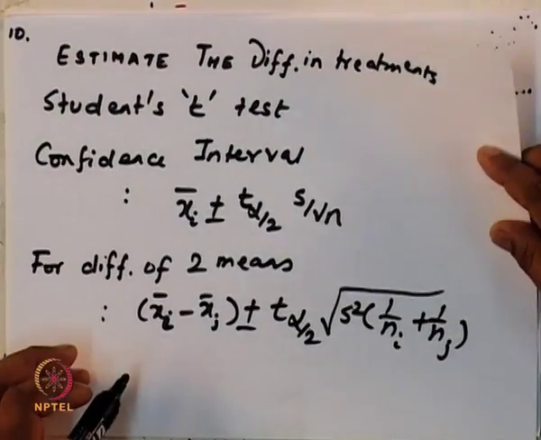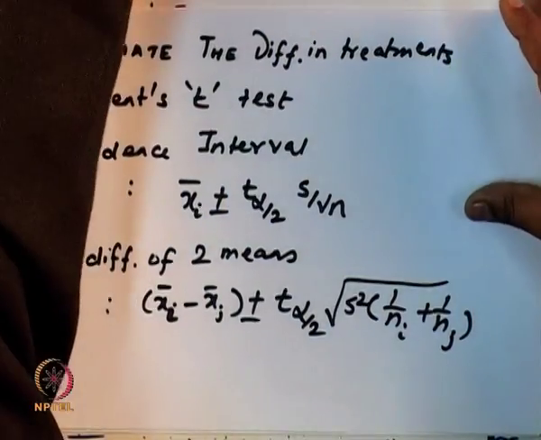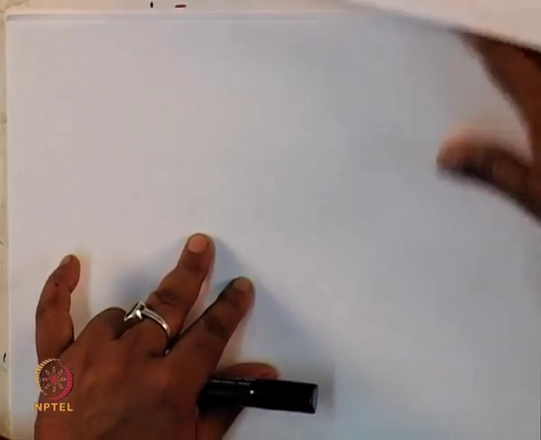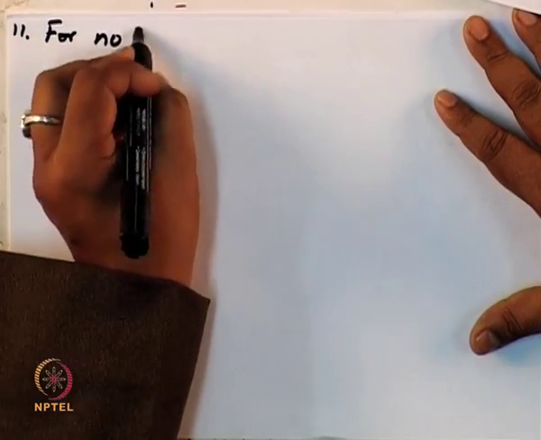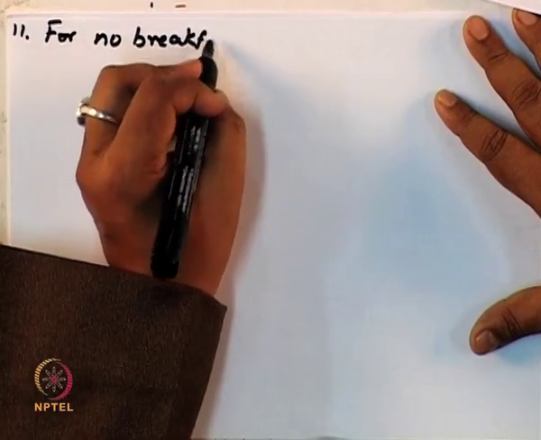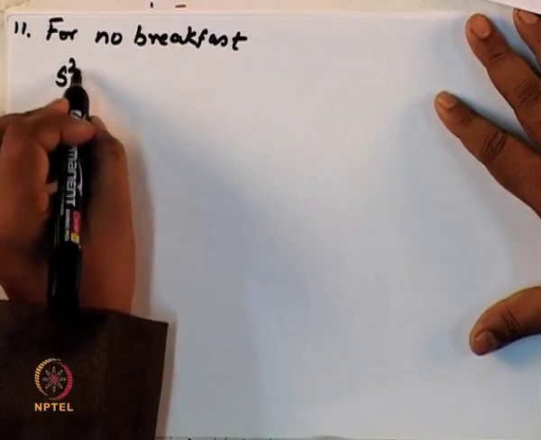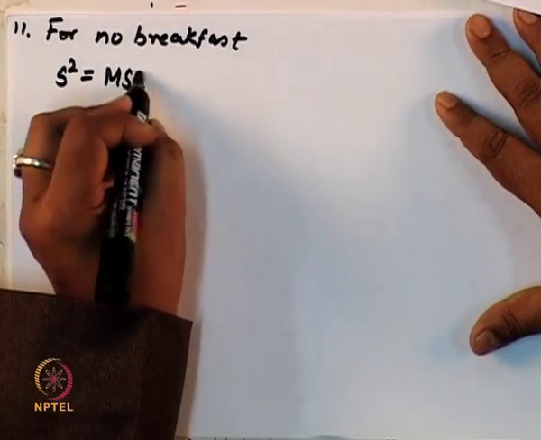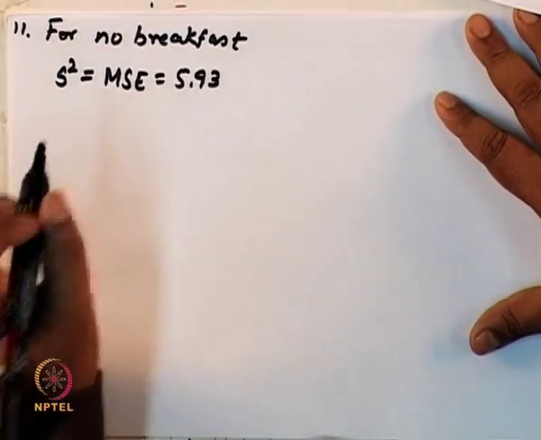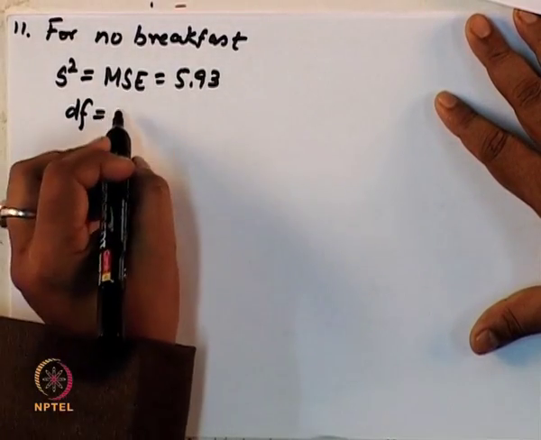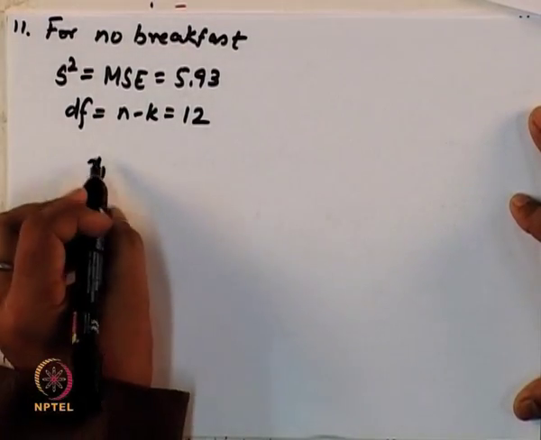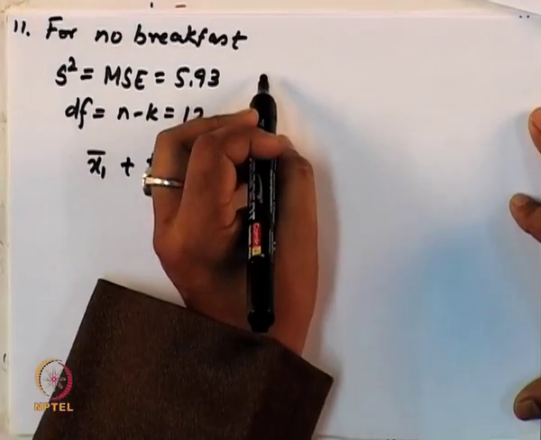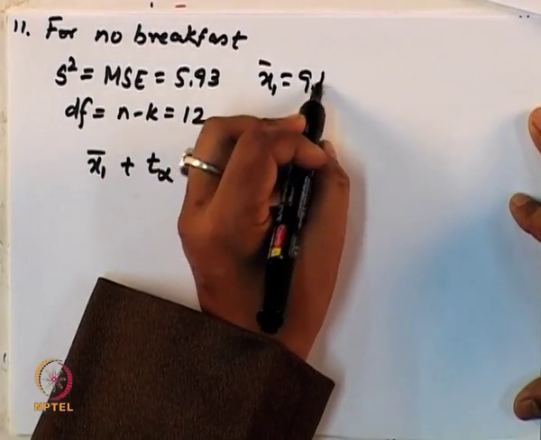So for the previous case, let us say for no breakfast, you know the value of S square came out to be 5.93, and its DF was n minus k equal to 12. So, the confidence interval becomes x1 bar plus minus t of, and for this your x1 bar was 9.4.